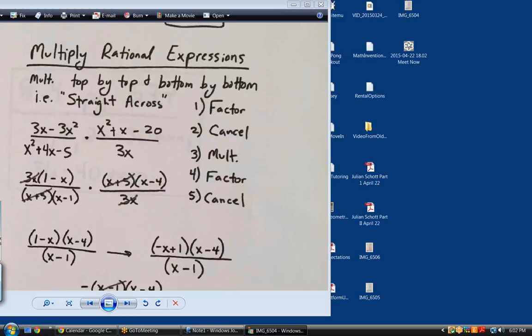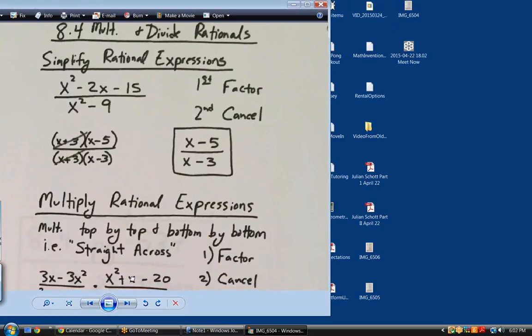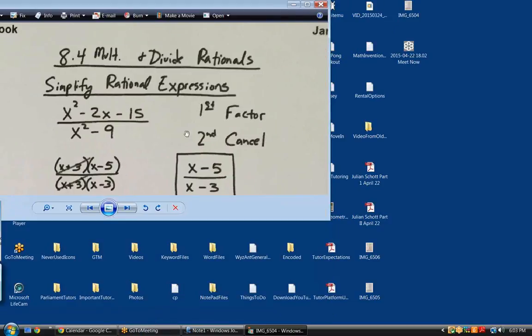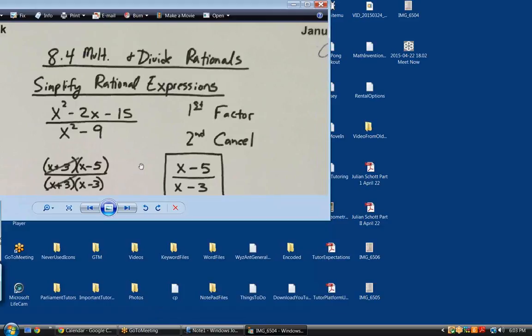Which is factoring first. Okay, so let's take... I can't even cover up the answers, which would be helpful. If we factor that, we get x plus 3 times x minus 5. If we factor the bottom, we get x plus 3 times x minus 3. Now you can cancel out the x plus 3's, and you're left with whatever is left over.